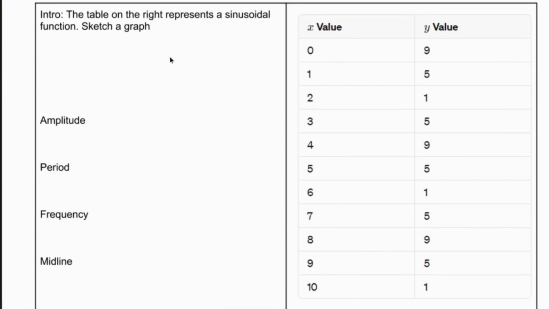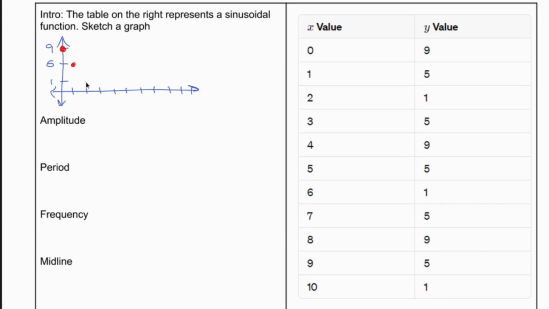The table on the right represents a sinusoidal function. Sketch a graph. All right, looks like all the action is happening in quadrant number 1. So 0, 1, 2, going up to 10, 4, 5, 6, 7, 8, 9, 10. Sorry everybody, I'm dealing with a bit of a cold. We'll put 1 there, we'll put 5 there, we'll put 9 there. So those are going to be our primary points that we're dealing with. 0, 9, right there, looks like it's going to be cosine.